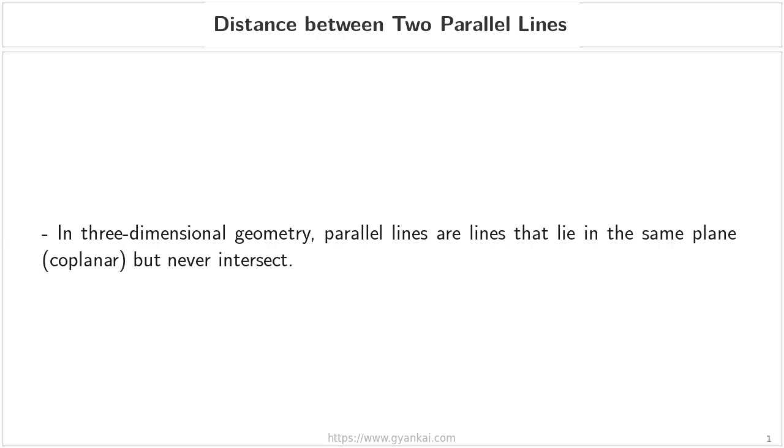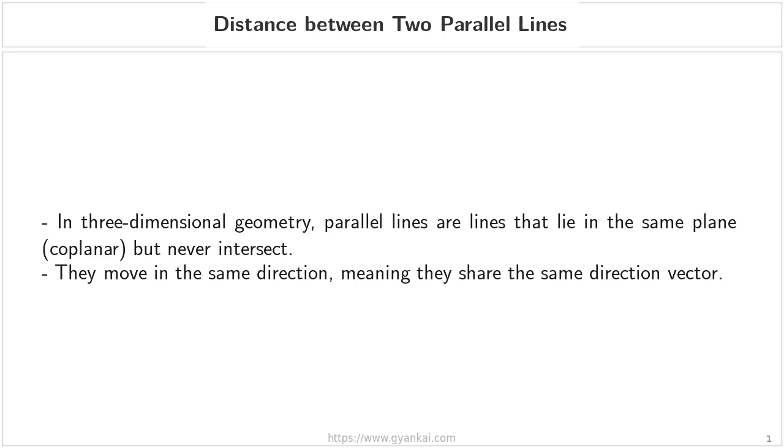Before we dive into the complex formulas, let's start with the basics of what actually makes two lines parallel in a 3D space. First, it is important to understand that parallel lines must be coplanar, which simply means they lie within the same flat plane. Even though we are working in 3 dimensions, these lines will never intersect, no matter how far they extend.